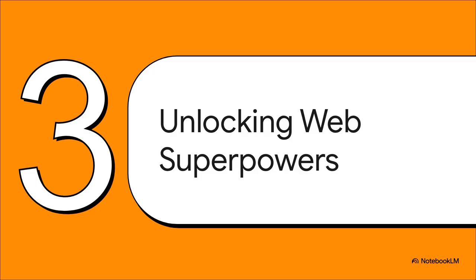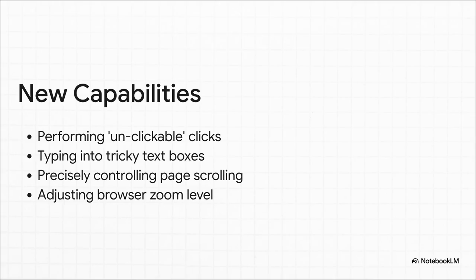But here's where it gets really cool. This direct line isn't just a workaround for broken clicks. It actually unlocks a whole set of new abilities, web superpowers, if you will, that the standard commands just can't do. So, beyond clicking those unclickable buttons, you can now type into really tricky text boxes. And maybe the most interesting one, you can take precise total control over how a web page scrolls.